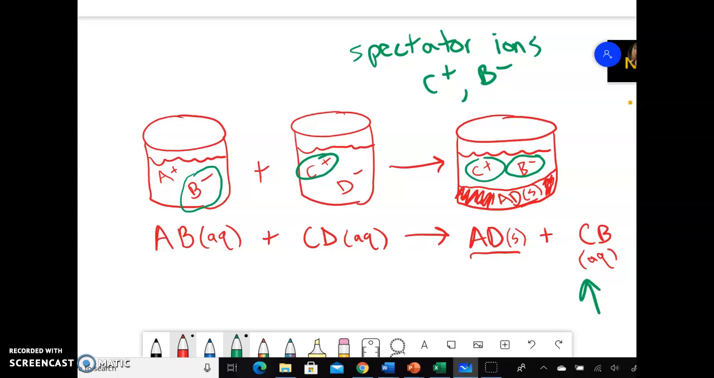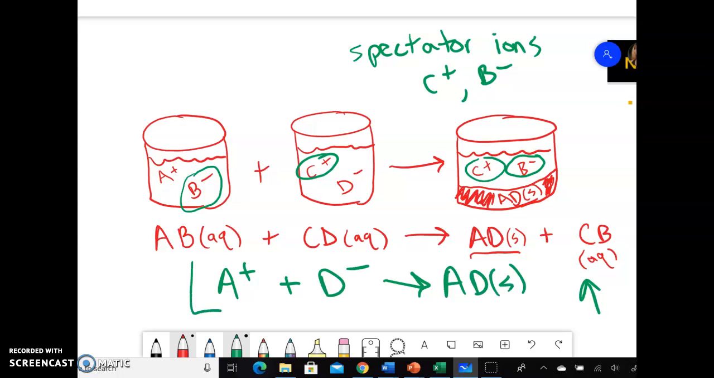And so what we're going to do now is take out the things in this reaction that didn't actually matter, so the C positive and B minus, because they didn't actually participate in the reaction. And then what we're left with is going to be A positive. If you're not writing it with B, then you have to put that charge on it. D minus, and then those are going to react to form the AD solid. And this is called the net ionic equation.